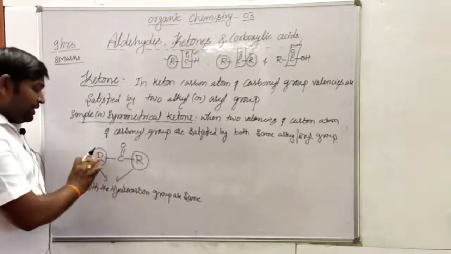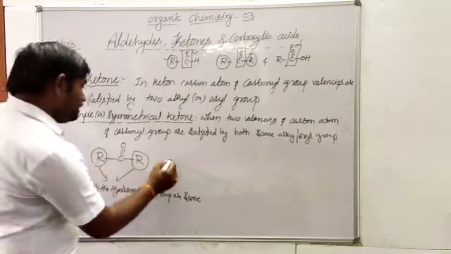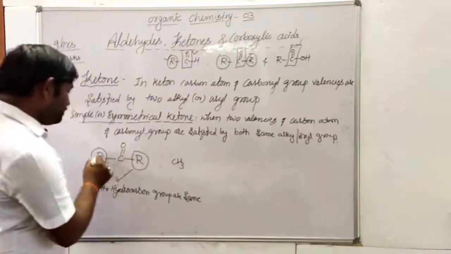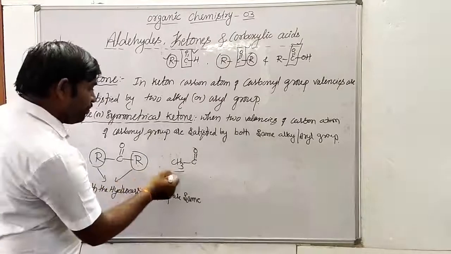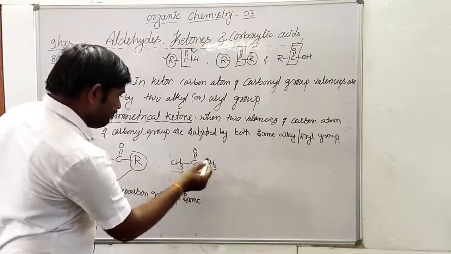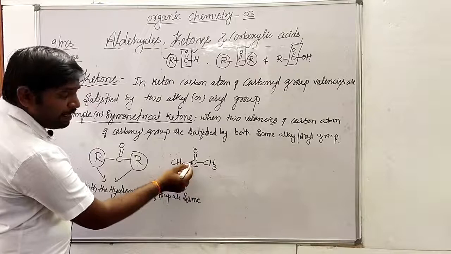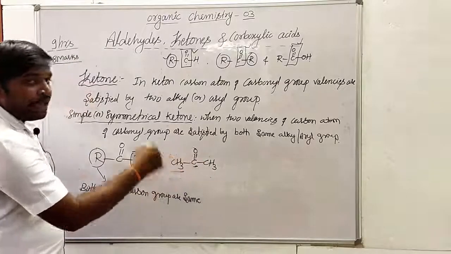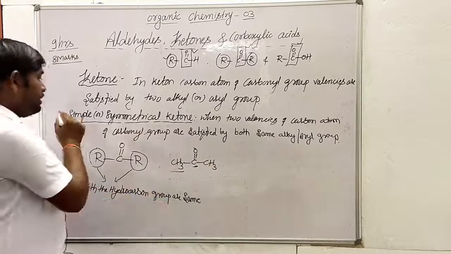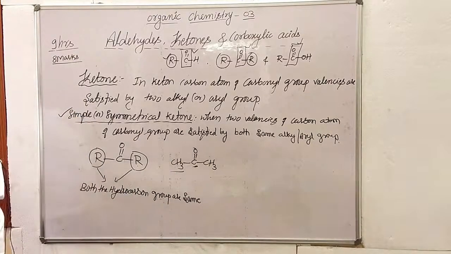So either you may consider CH3 here, and also CH3 here. R is replaced by CH3, and this group is also replaced by the same group, that is CH3. So if on either side of this carbonyl group there is the same kind of alkyl group or aryl group, then it is called a simple or symmetrical ketone.